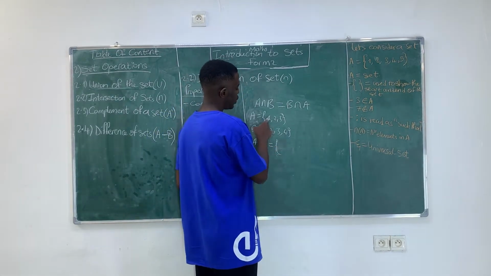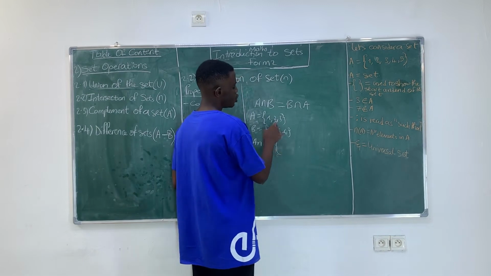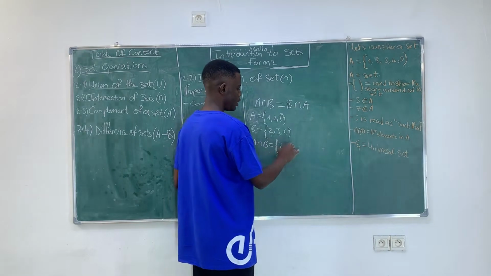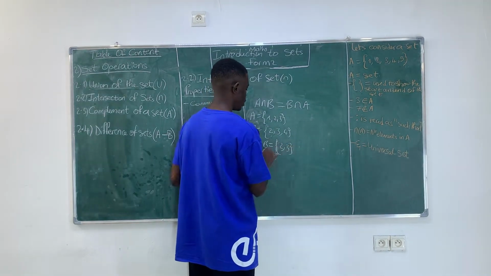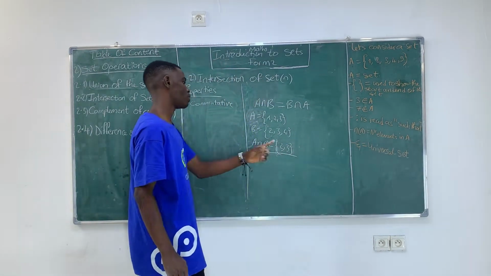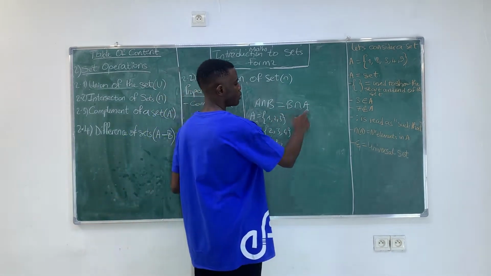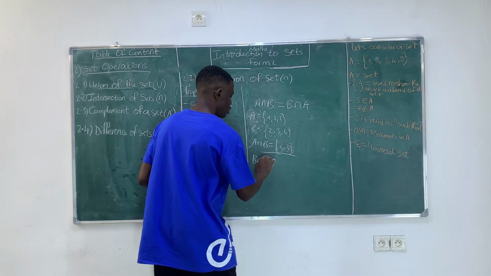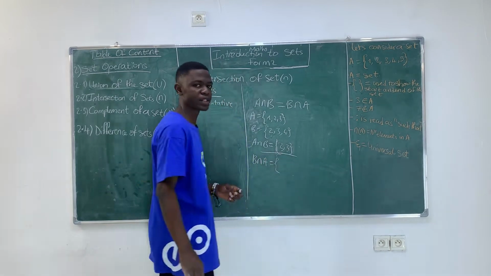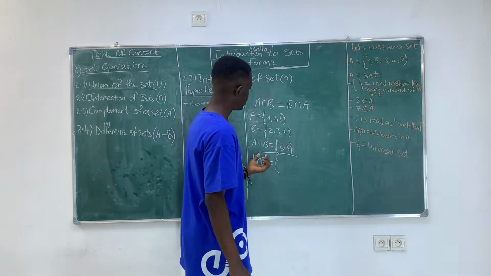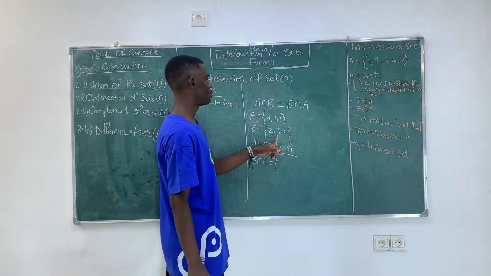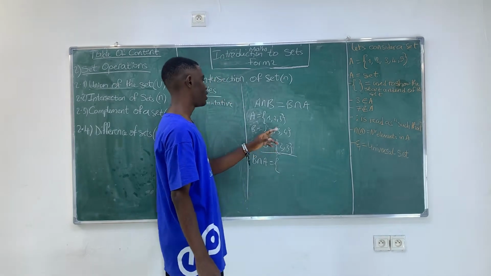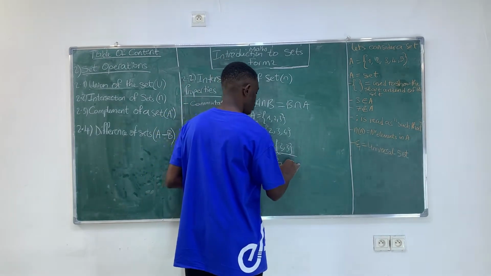Our A intersection B is equal to, let's check what it is. Is 1 in B? No, so you don't write it. Is 2 in B? Yes, so you write it. Is 3 in B? Yes, so you write it. A intersection B is 2 and 3. Let's check if it is the same as B intersection A. In B, I can find 2. Can I find 2 in A? Yes, so I write 2.